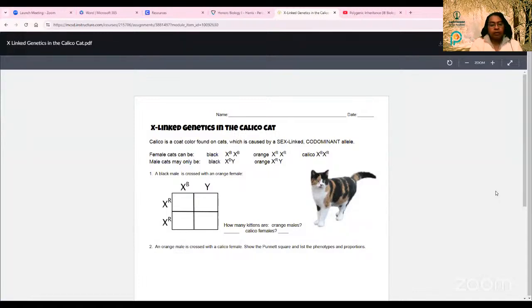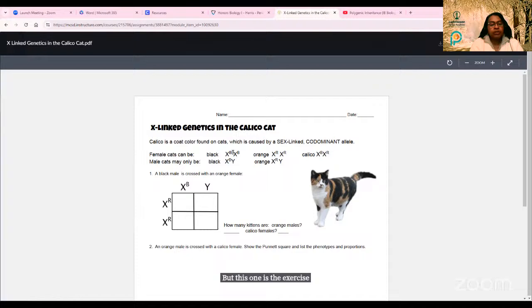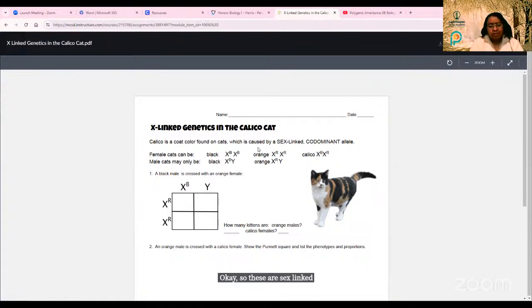All right, now this one we're still looking at sex linked, so I'm going to put up another activity to deal with the polygenic. But this one is the exercise where the characteristic is not only on the X and Y chromosomes, but it's also codominant. Okay, so these are sex linked and codominant.